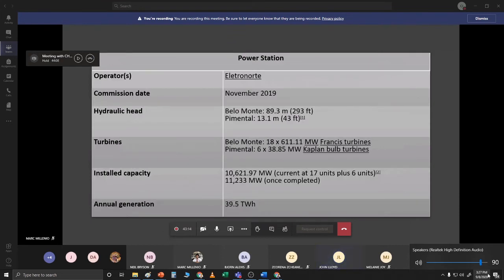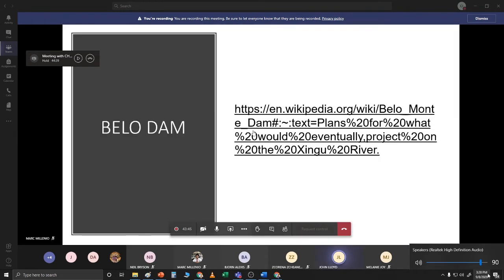So the Belo Monte has a hydraulic head of 89.3 meters and the turbine is 18 Francis type turbines, 611 megawatt. And the installed capacity is 10,621 point.